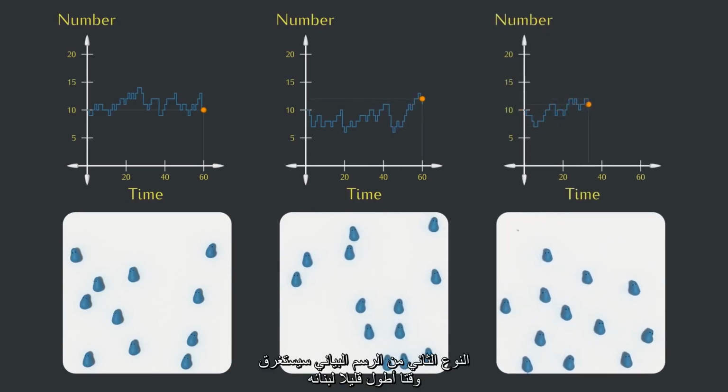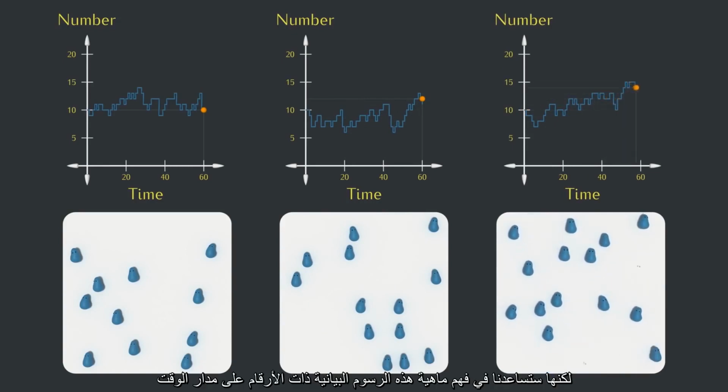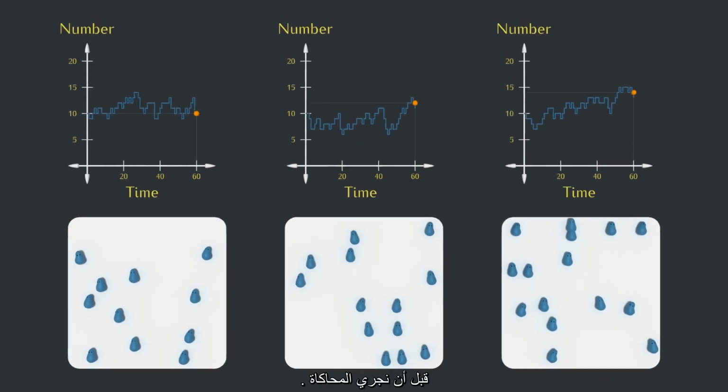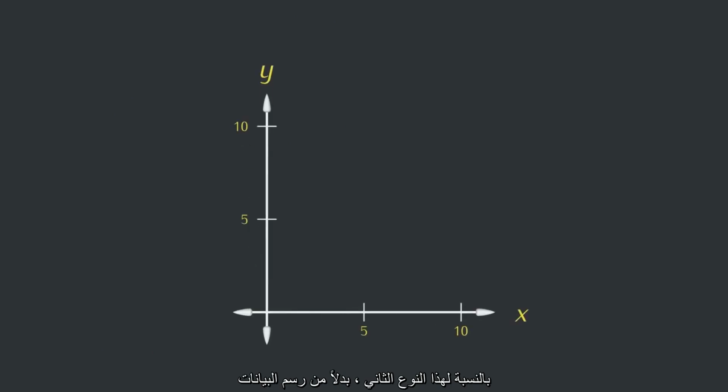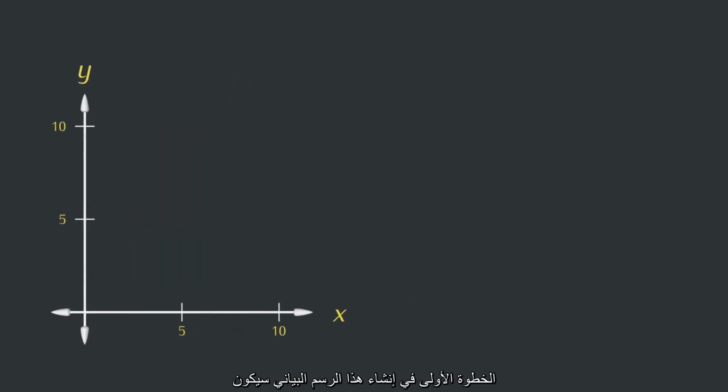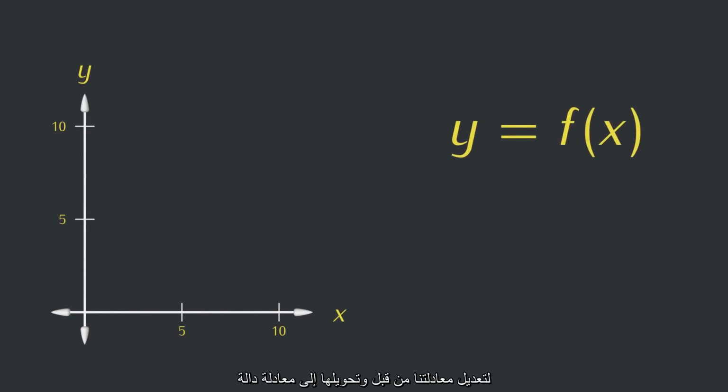Our second kind of graph will take a bit longer to build, but it'll help us understand what these number over time graphs have in common, and even predict what we'd expect the graph to look like before we run a simulation. For this second type, instead of plotting data from a simulation, we're going to graph a function where one quantity depends directly on another without any randomness. So the first step in creating this graph will be to tweak our equation from before and make it into a function equation that lets us plug values in and get values out.